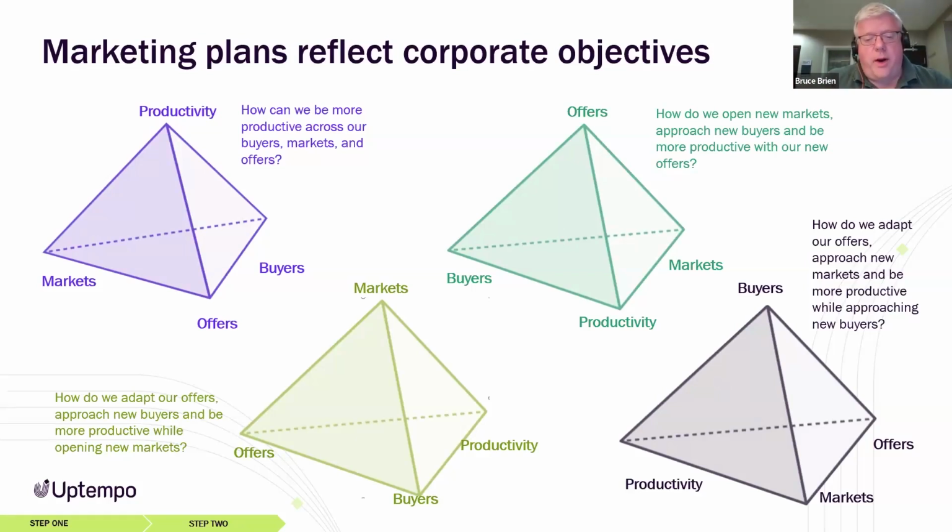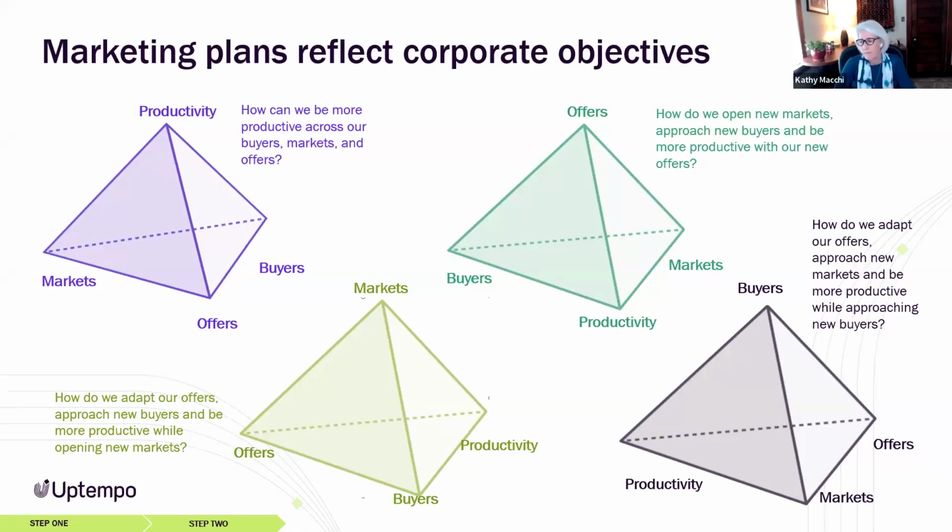And working our way around the slide, when we get down to the bottom right there, we put buyers as the focal point. How do we adapt our offers? How do we approach new markets and be more productive while approaching these new buyers that we believe we can have an impact on? And then finally, with markets, if we put markets at the top, how do we adapt our offers and approach new buyers and be more productive while we're opening new markets? So if the focus is markets, think about it from that perspective.